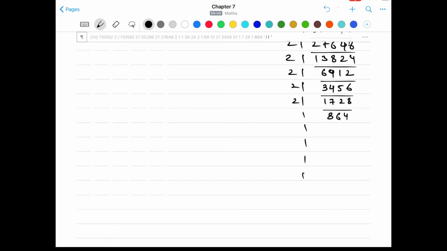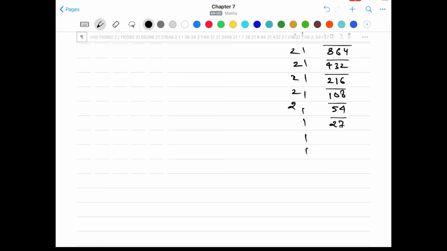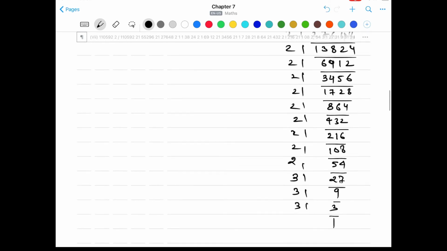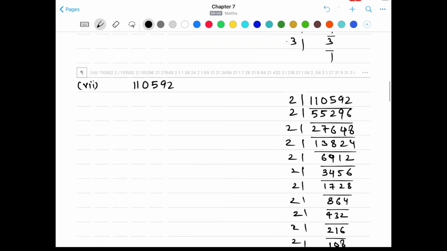Let's extend the line. One more time divided by 2, we'll get 432. Again divided by 2, we'll get 216. Then again divided by 2, we'll get 108. Again divided by 2, we'll get 54, and one more time dividing by 2, we'll get 27. Now it is not divisible by 2, so divide this by 3, and we'll get 9. Again divided by 3, we'll get 3, and one more time divided by 3, we'll get 1. The moment we get 1, we stop there.